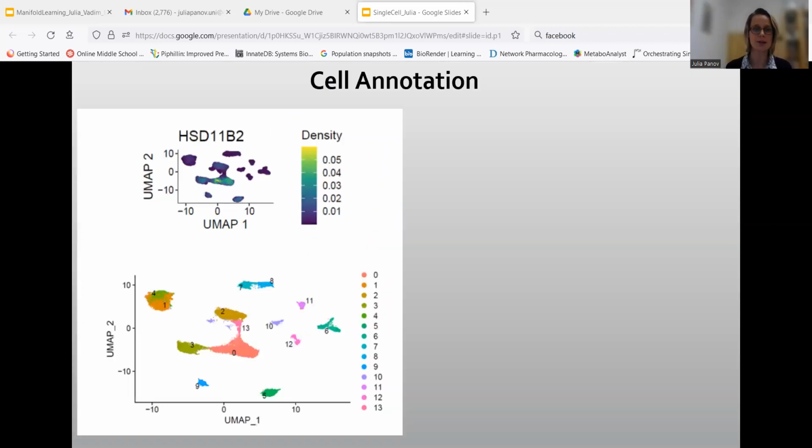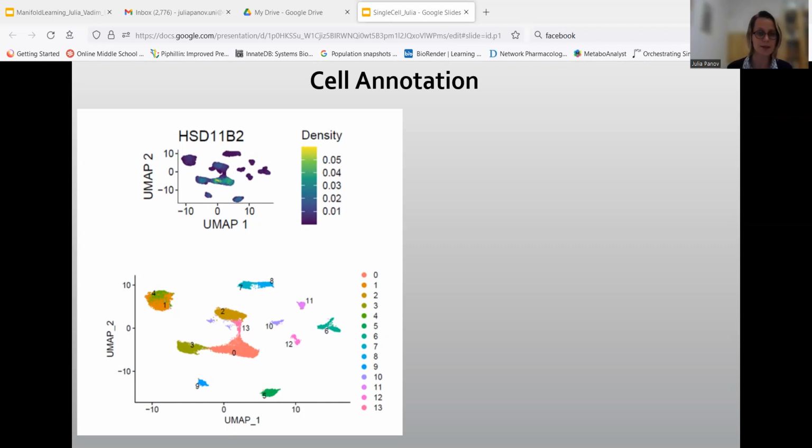The next part of the analysis workflow is probably the most labor-intensive and most complicated, and it is the annotation of cell clusters by their biological cell type. And here we rely on marker genes, either known markers of cells or unsupervised markers of clusters.